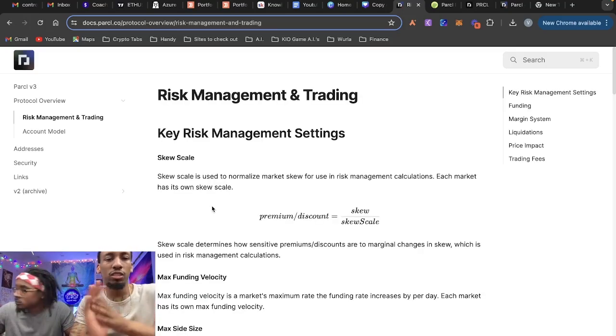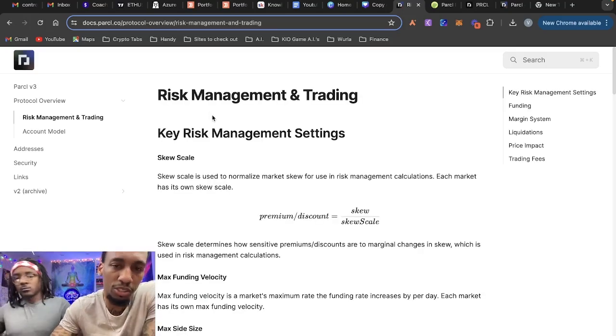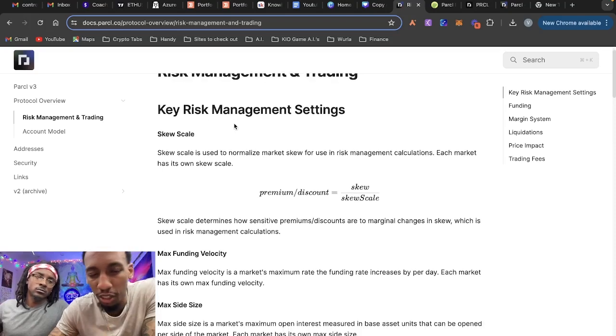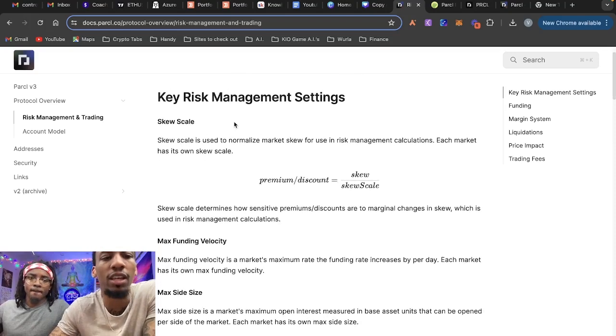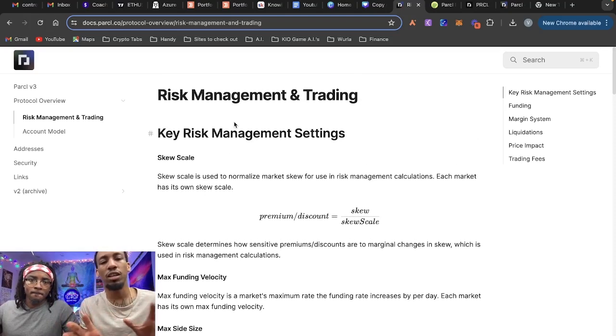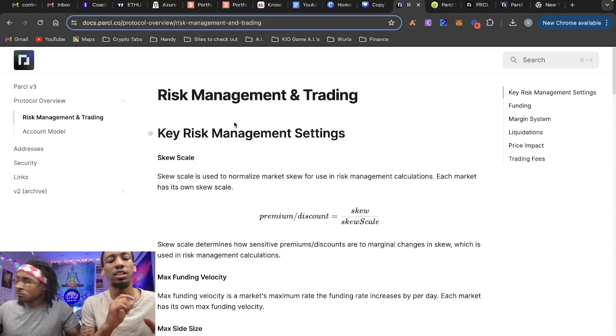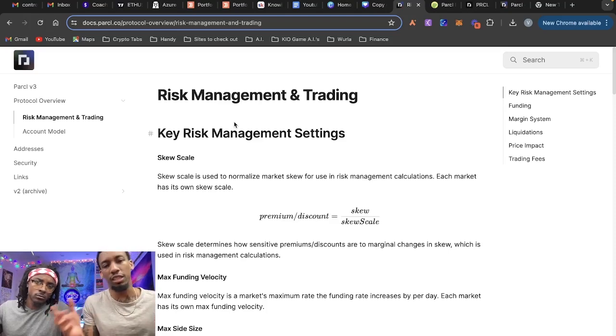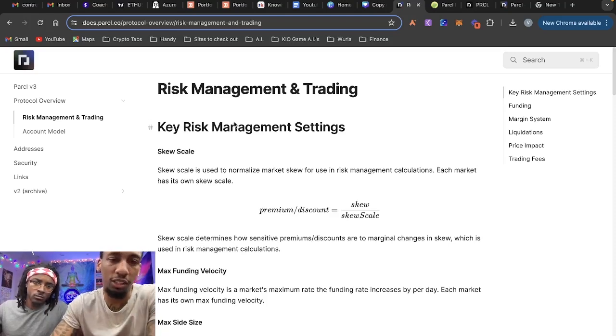All right, guys, so let's dive a little deeper here. This is the risk management and trading section. We're going to go through a few key points here. They have some cool processes in place that ensure the peg isn't broken from the underlying asset in the contract, or increase. You never say don't, because anything can happen. So we're going to go through that here.